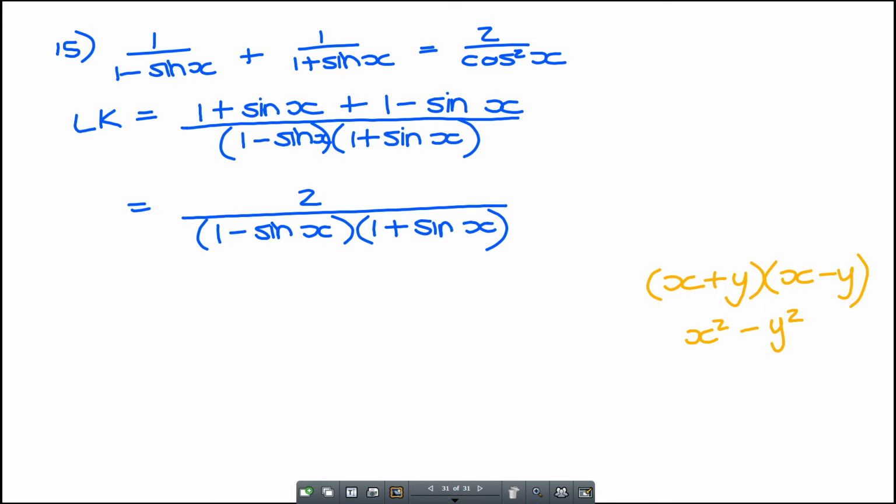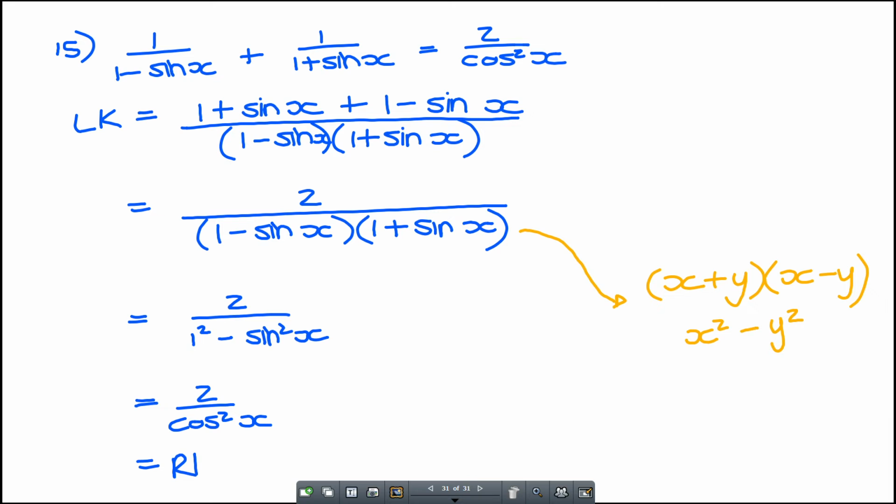Stem julle saam? So ek gaan dieselfde hier gebruik. Dis ook verskil in twee vierkante. So eintlik is daai 1 kwadraat minus sin kwadraat x. Maar 1 kwadraat is mos nog steeds net 1. Okay, en wat is 1 minus sin kwadraat x? Cos kwadraat x. So that's how I get the cos squared x. And that's the same then as the right hand side.